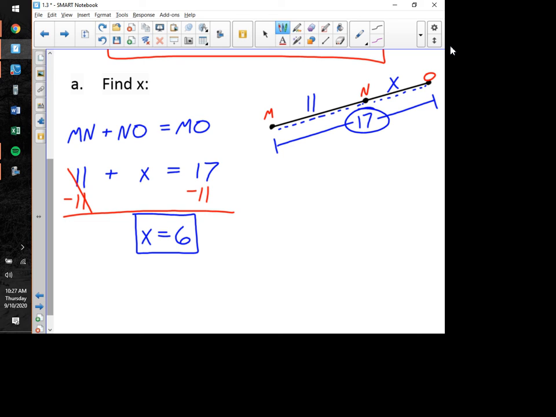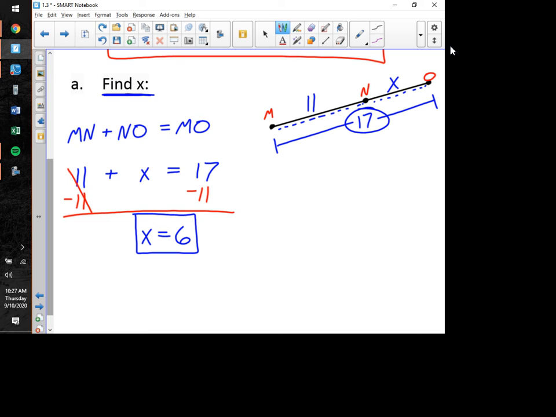This is something I always want to go back to and look at. Make sure you go back and read your directions again before you think you're done with a problem, and make sure that you have answered the question that they asked. And sure enough, they said find x, and we found that the value of x would be 6.